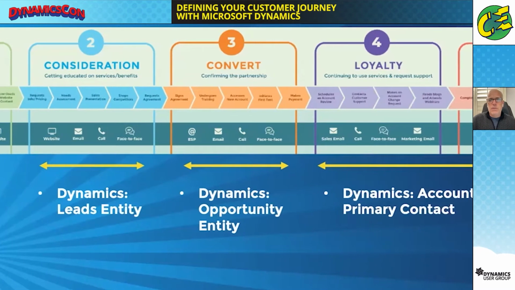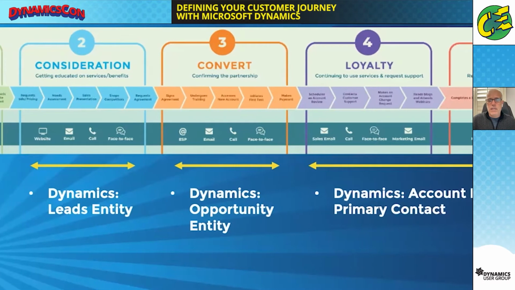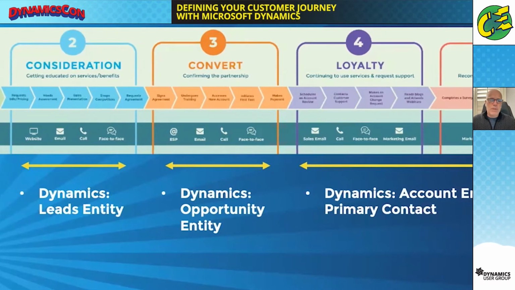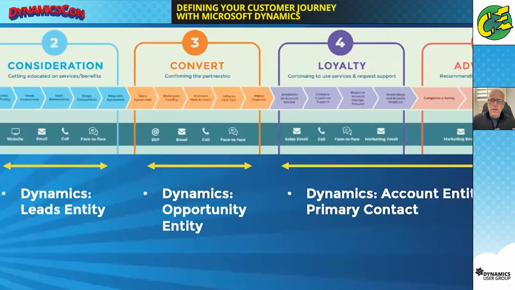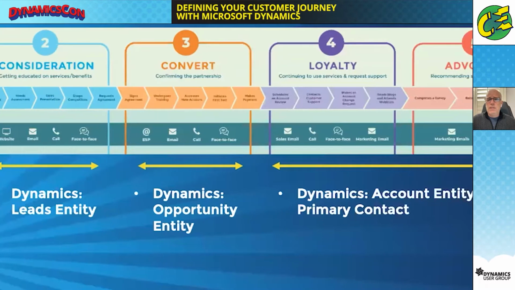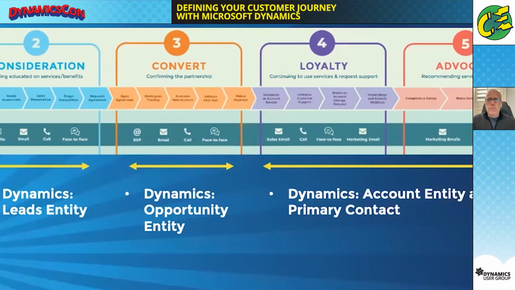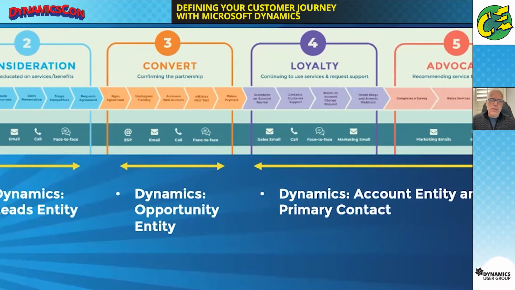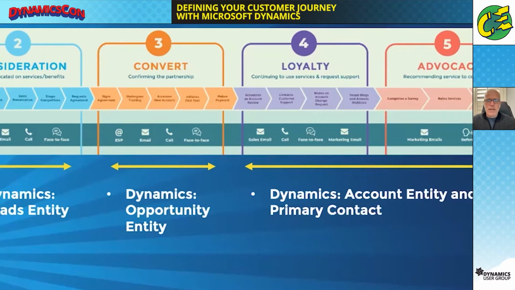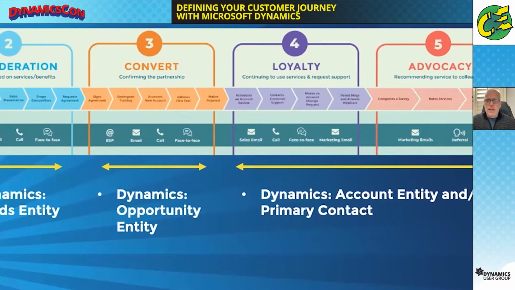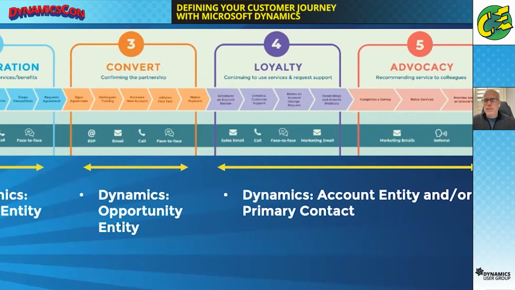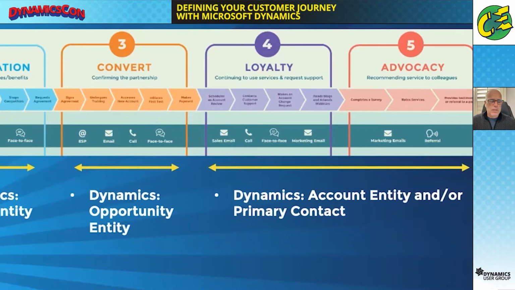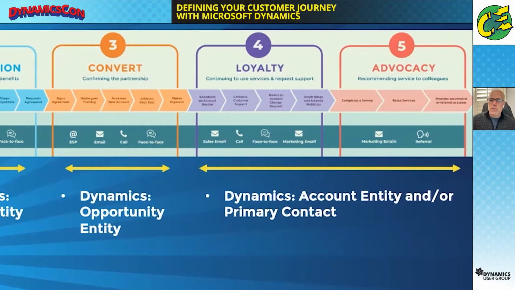So some of those that went from consideration to leads are going to turn into opportunities, and that's our opportunity entity in Microsoft Dynamics. From there, when we convert them to loyal customers, we're going to be in our account entity. And so conversion really takes them from an opportunity right into that account entity. And the account entity is going to carry us all the way through from loyalty to advocacy and hopefully to continually re-signing and re-engaging with these individuals.